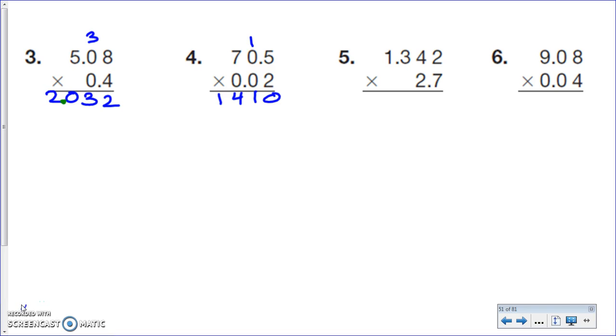Now we need to figure out where to place the decimal. We have 1 place after the decimal in our first factor, 2 in our second factor. So we should have 3 in our answer. So it's going to go after the first 1, but before the 4.